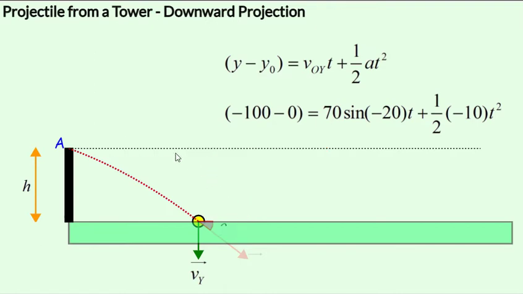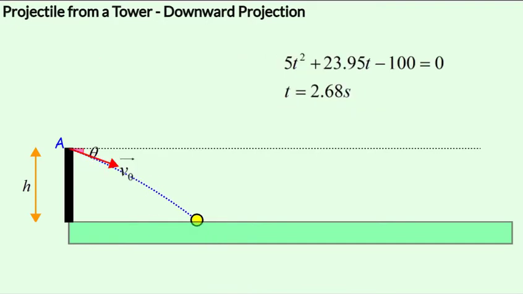The initial y component of velocity v0y is 70 sine of minus 20, and this would turn out negative because of sine of minus 20, and you can see that upon resolving the initial velocity vector, the y component would point downwards. The acceleration is minus g since it is in the downward direction. Solving the quadratic for the time t, we get the time t as 2.68 seconds.